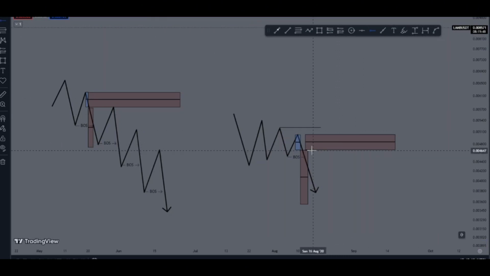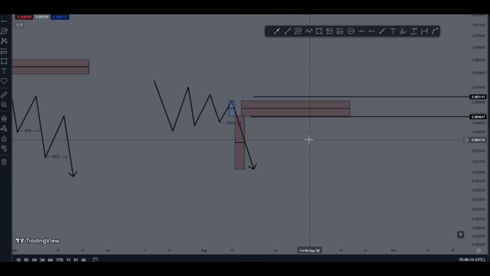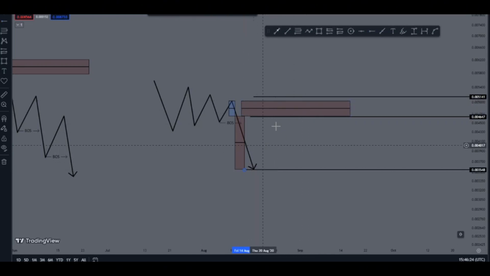Our entry is going to be below the zone as usual. Our entry is going to be this area. So guys, here will be your entry. Here will be your stop loss, a few pips above the zone. Then your take profit is going to be right here, the last low the market started retracing from.